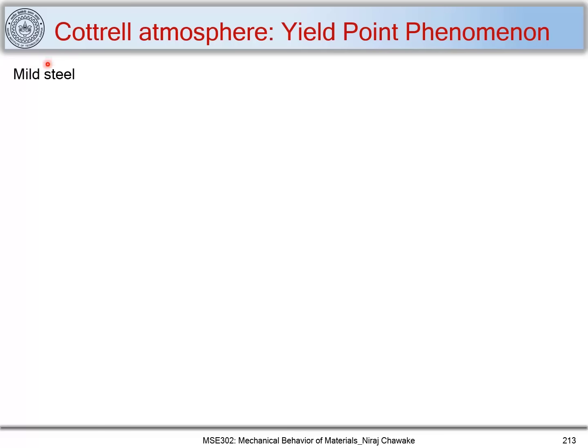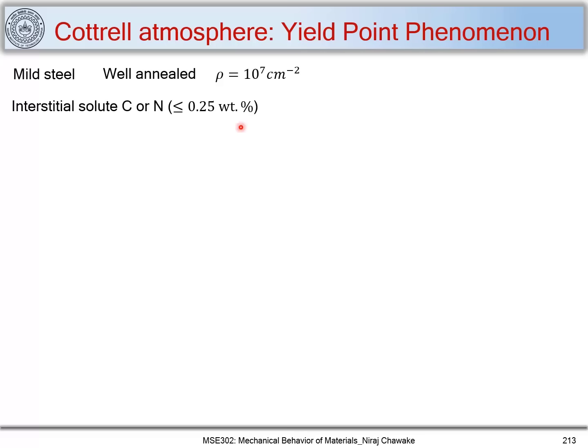So we have a mild steel, which is well annealed. And what do I mean by well annealed? We have a dislocation density of the order of 10 to the power 7 per centimeter square, and we have interstitial solute atoms. When I talk about mild steel, the weight percent of carbon or nitrogen, which are interstitial solute atoms in alpha iron, is less than or equal to 0.25 weight percent.